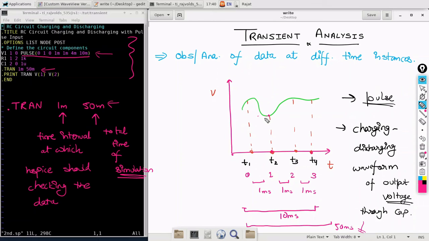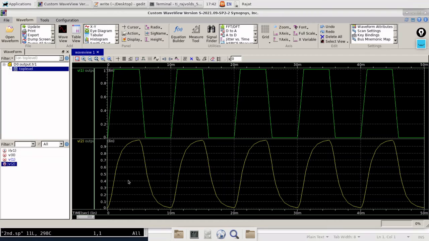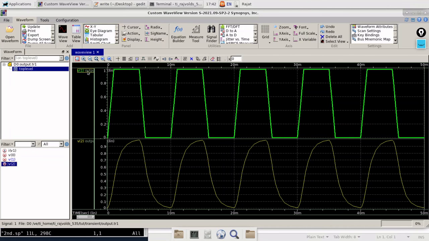So I hope that you are able to understand this pulse statement as well as this .tran statement. Now let us check the waveform that is generated after running this code in the HSPICE. So now we are going to see the waveform that we are getting through the waveform viewer. Now this is the waveform that is generated in the waveform viewer. This is the pulse that we have applied as V1. This is the voltage at the V1 node.